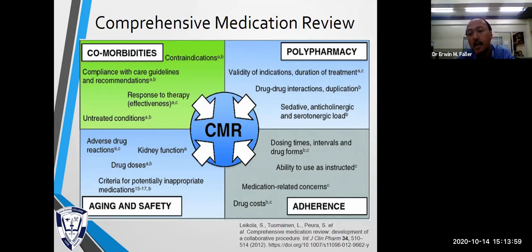Lastly, in the comprehensive medication review, we have adherence. In adherence, there are different factors affecting this, and one of them is dosing time, intervals, and drug forms. In the drug dosing times, it may be uncomfortable for the patient to take it 3 times a day. We may substitute an immediate release medication taken 3 times a day and modify it into once a day.